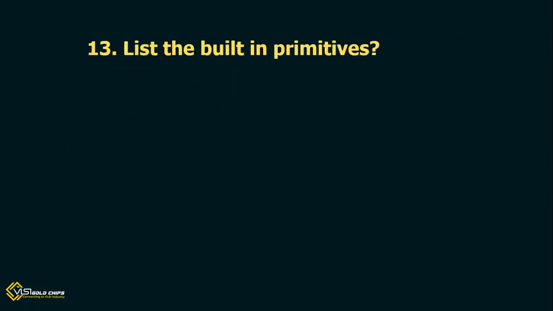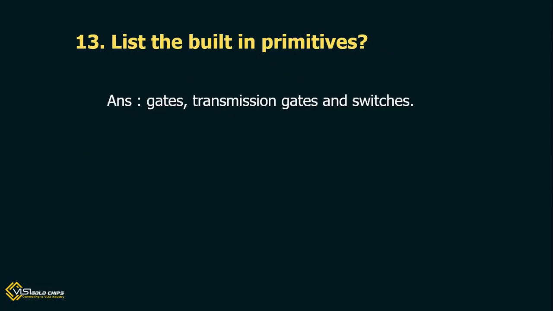Next question is, list the built-in primitives. In Verilog, we have built-in primitives for gates, transmission gates, and switches. Gates like AND, OR, NOR, NAND, XOR. Like that, we have built-in primitives in Verilog.